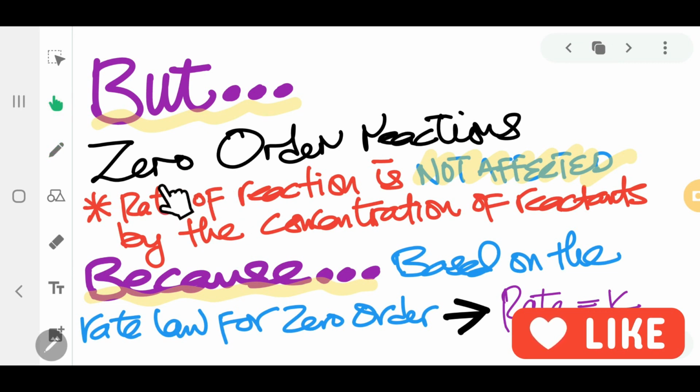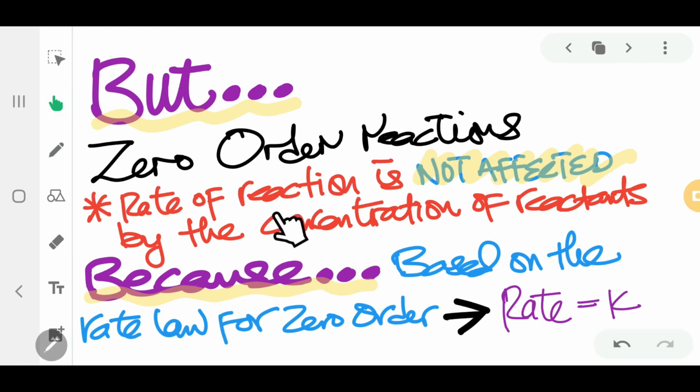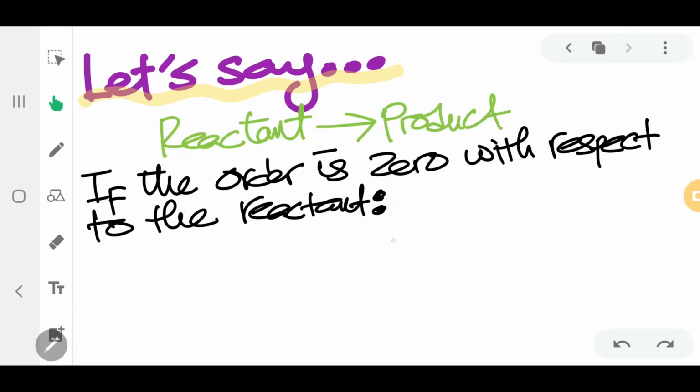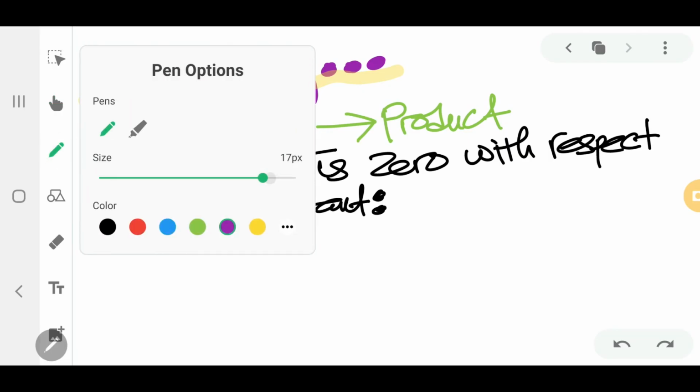But we need to remember, for zero order reactions, the rate of reaction is not affected by the concentration of reactants. The reason is because if you look at the rate law for a zero order reaction, you have rate equals k. If you go back to the beginning of the chapter on reaction kinetics, when you have reactants being converted into products, if the order is 0 with respect to the reactant, we can write the rate law in this form.